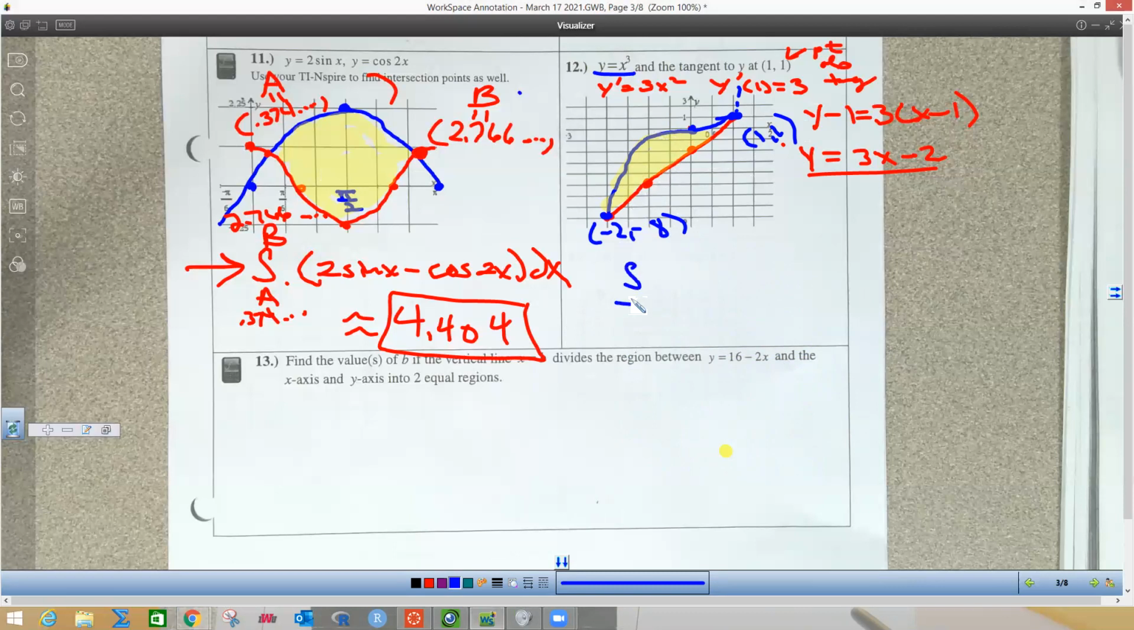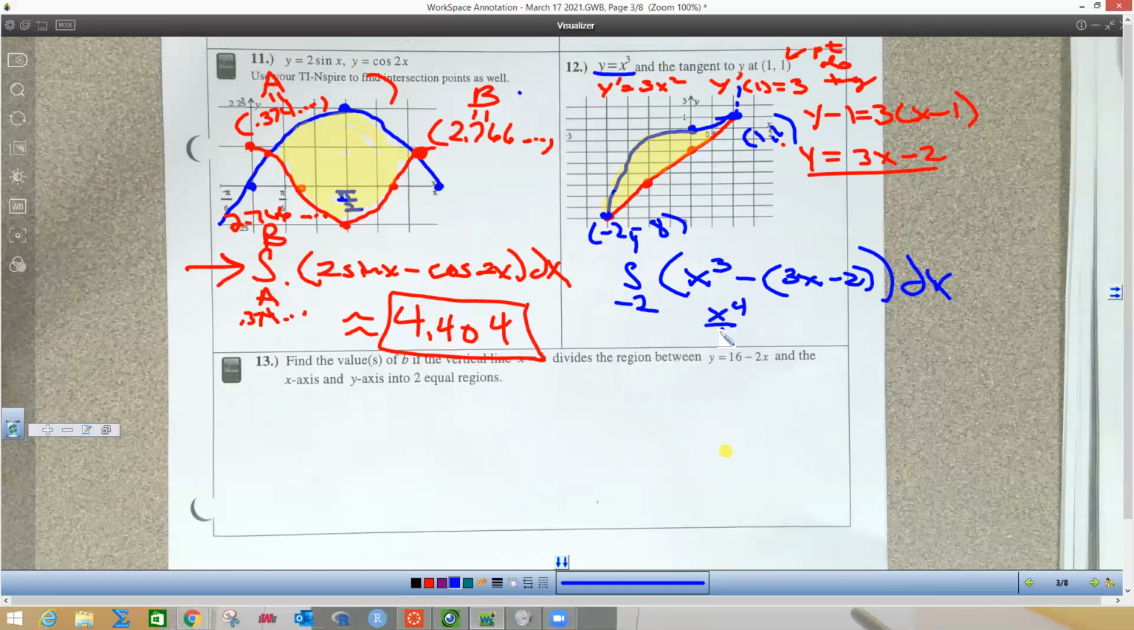So my left intersecting point is negative 2 for x. My right one is 1 for x. The cubic is on top, so it's x cubed minus, and then the line's on bottom, 3x minus 2. So there's my equation. We all okay to where that came from? You need to finish it. I'm going to finish it because some of you are looking at me weird.